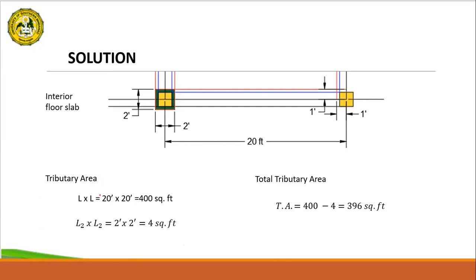Then the tributary area here is the gross, no, we have here the gross area, which is 20 feet by 20 feet for the slab, no? So we have 400 square feet. And for the L2, ibabawas natin itong area ng ating L2 times L2. So we have 2 feet by 2 feet is 4 square foot. So the total tributary area is 400 minus 4 equals 396 square foot.